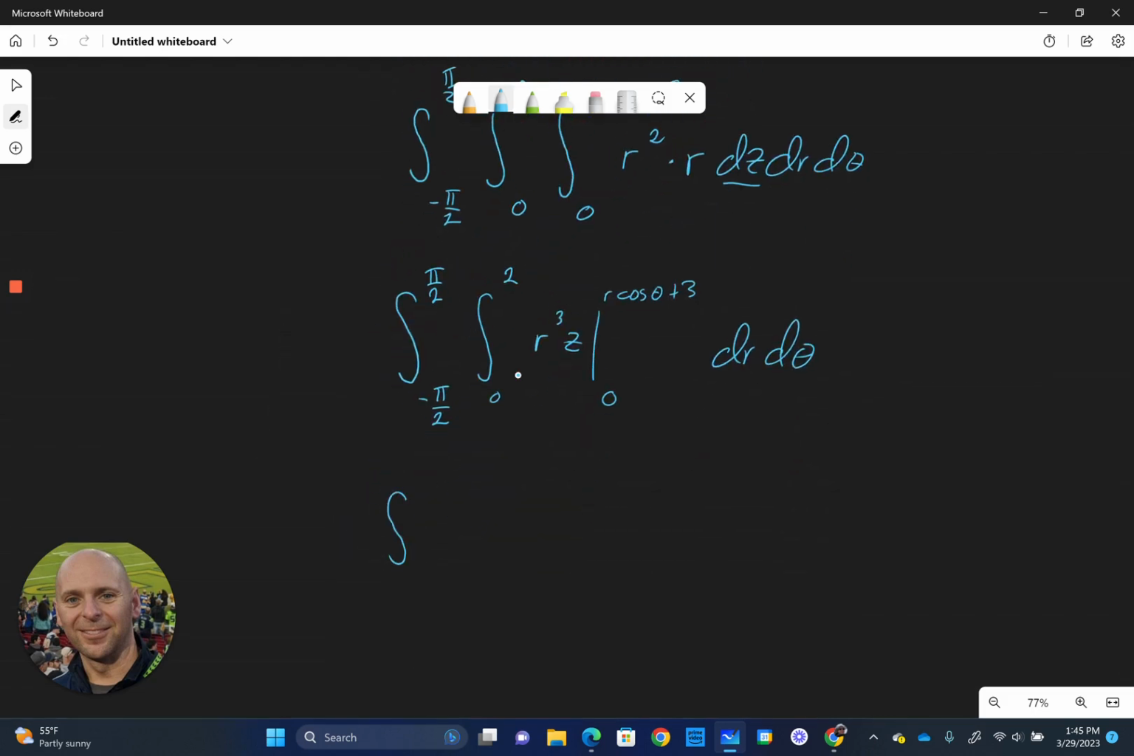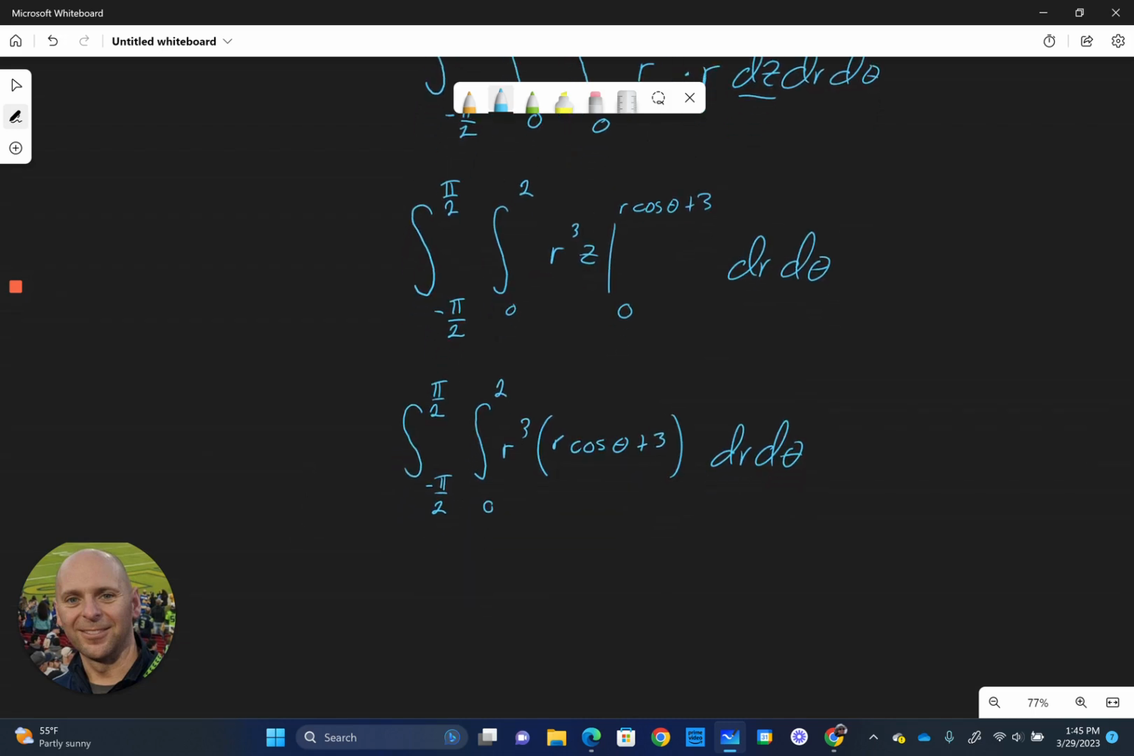Taking the evaluation, we end up with r cubed times r cosine theta plus 3. And at 0, it's 0. And do be careful here. Make sure you're using parentheses. Obviously, we've got to make some distribution when I do the algebra on this thing.